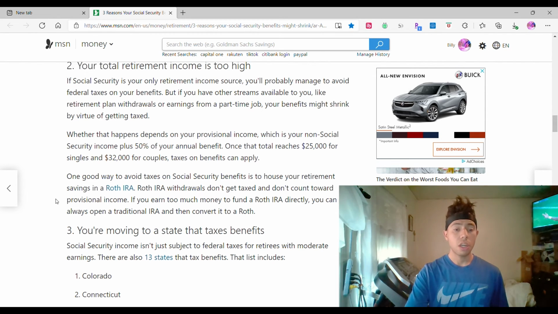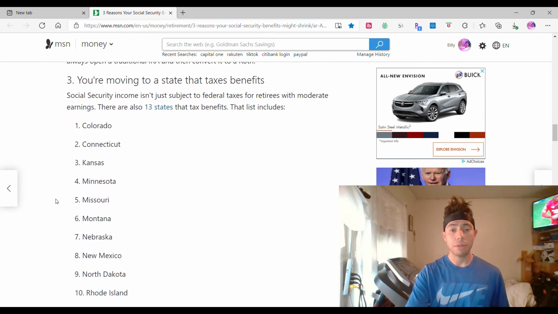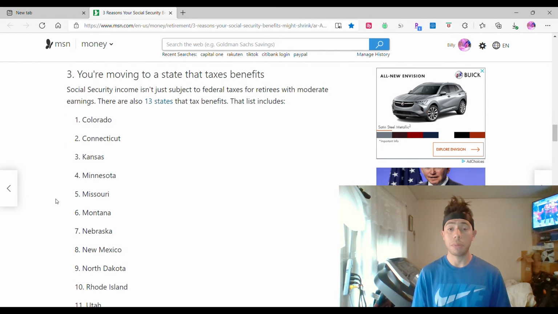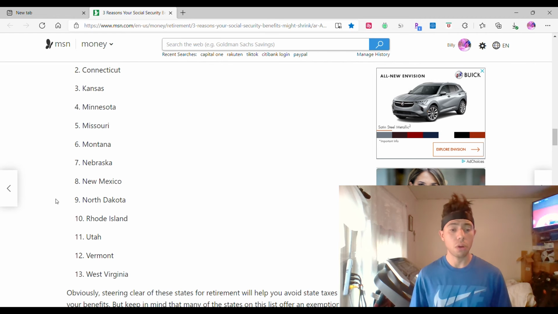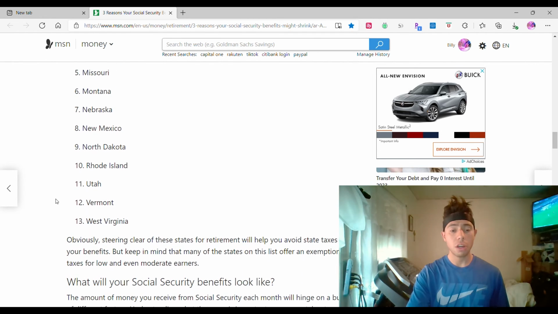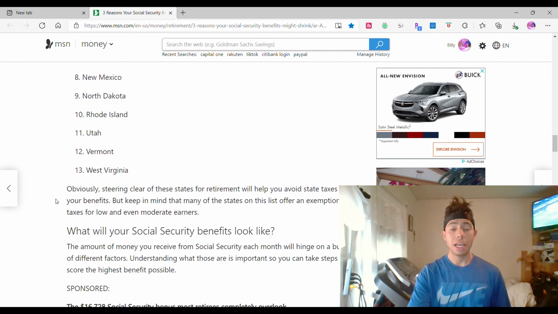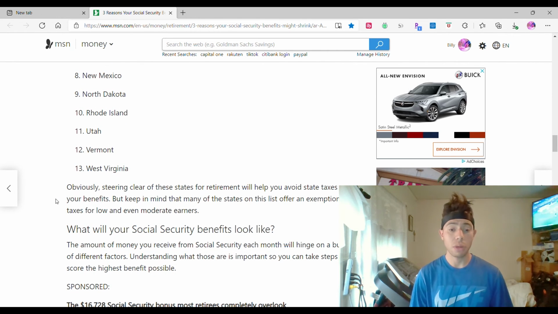Now, reason number three, you're moving to a state that taxes benefits. Some states don't tax Social Security benefits, but these 13 states do. So if you stay in California, you won't get taxed. But if you stay in other states, such as Colorado, Connecticut, Kansas, Missouri, Minnesota, Montana, Nebraska, New Mexico, North Dakota, Rhode Island, Utah, Vermont, and West Virginia, you will get taxed on your Social Security retirement benefits. And that's also depleting your benefits.